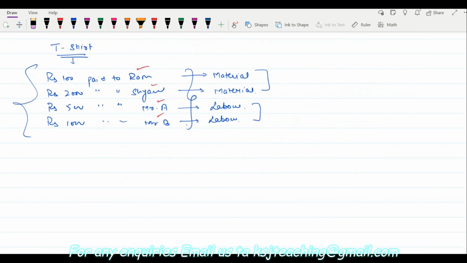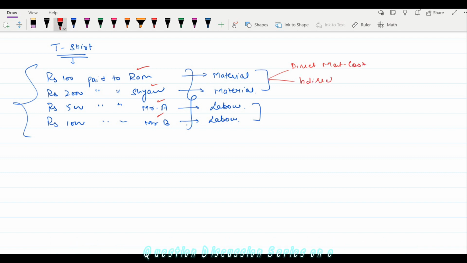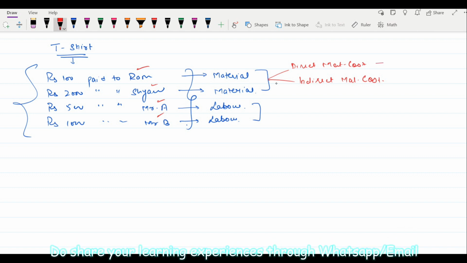Then we can classify it into direct material cost and indirect material cost. So this is the further classification. Now this is further classification based on the fundamental differences. What is the difference between direct material cost and indirect material cost? The fundamental difference is that direct material cost can be identified in 1 unit of finished product, and indirect material cost cannot be identified in 1 unit of finished product. So this is the fundamental difference between the two, right?